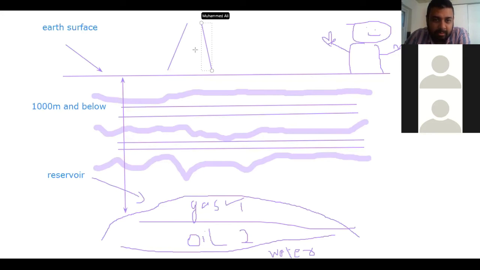We put our rig, which is a structure that I will show you. It looks like this one. Sorry if my drawing is bad, but online teaching is like this. So we have a structure that I will show you later on in the videos also. We put a rig kind of a structure here, and we drill the well. We drill the well here.